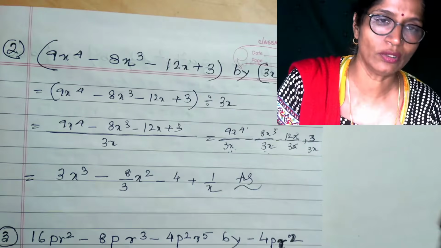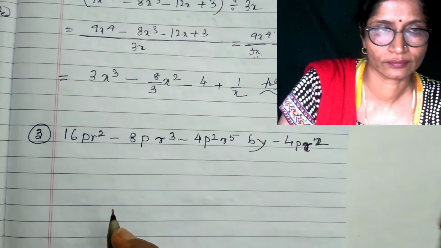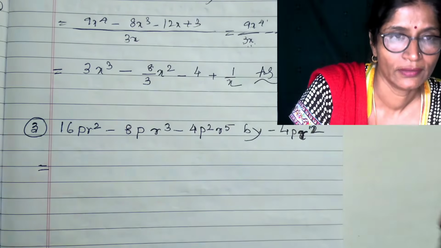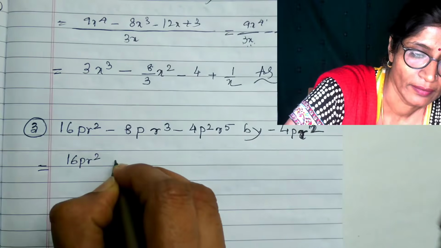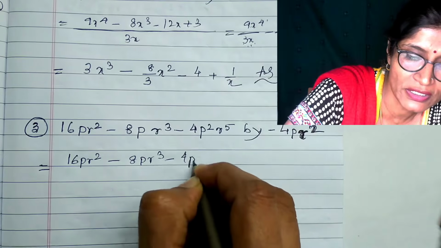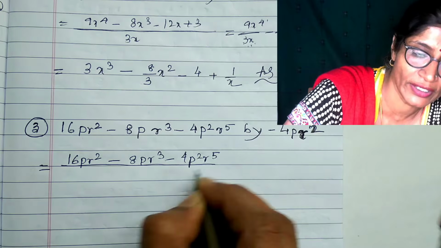Next, one more. This is there. Okay, look at this side carefully. 16pr square minus 8pr cube minus 4p square r to the power 4 divided by minus 4pr square. You can write this step directly.